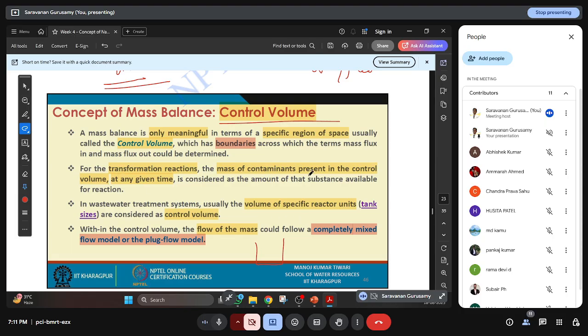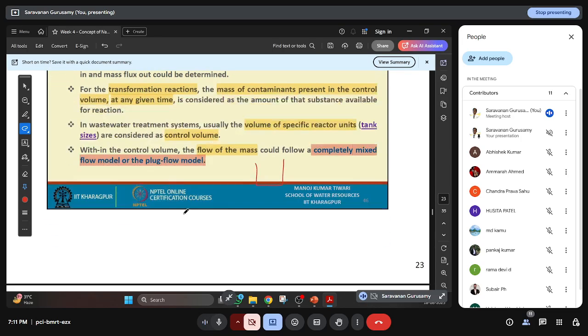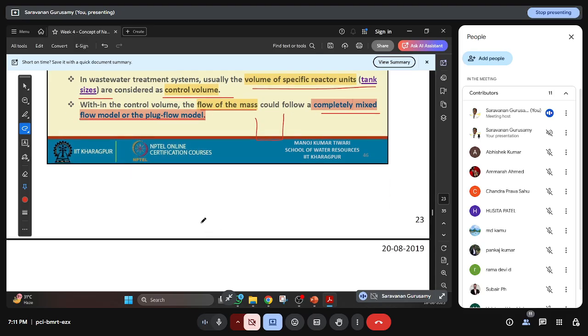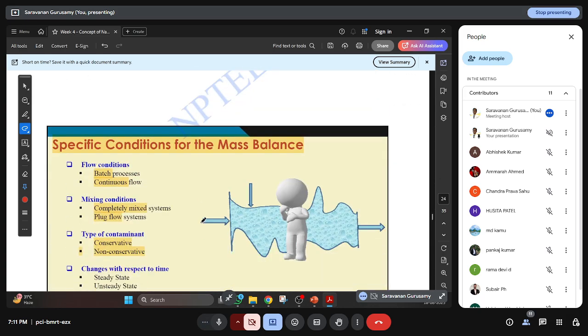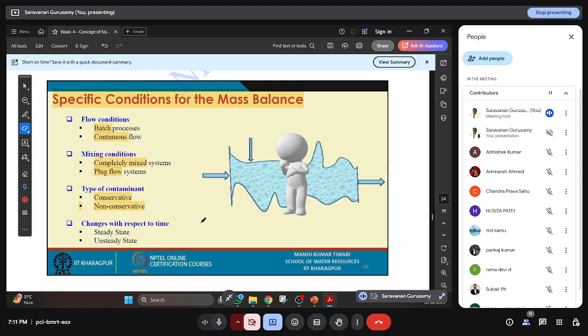For the transformation reaction, we consider the mass of the contaminant present in the controlled volume at a given time, which is the volume of a specific reactor or tank. The flow of mass is either a completely mixed flow or a plug flow reactor. There are two models of flow of mass, which we will see in the further lectures. Based on the mass balance, specific conditions can be given to the flow patterns. Based on the flow condition, we can differentiate as a batch process or a continuous process.